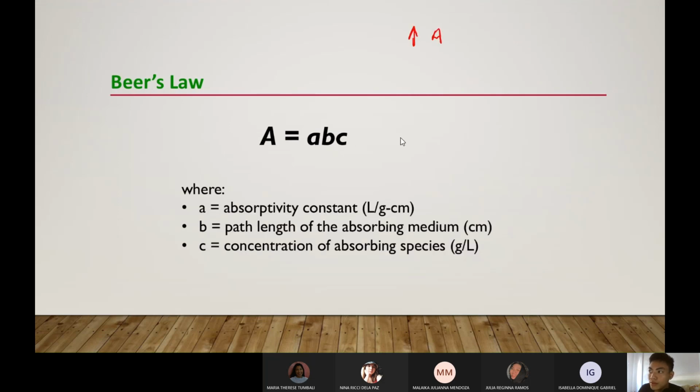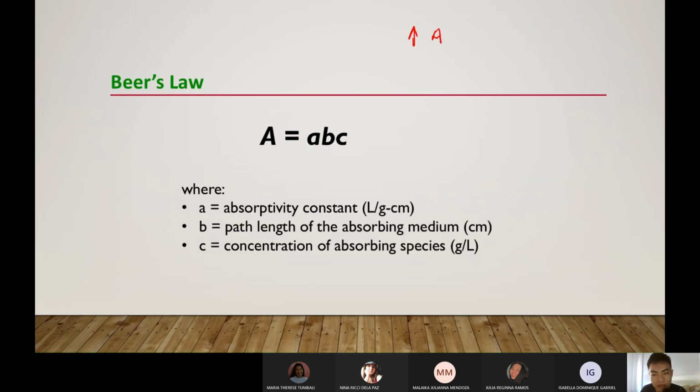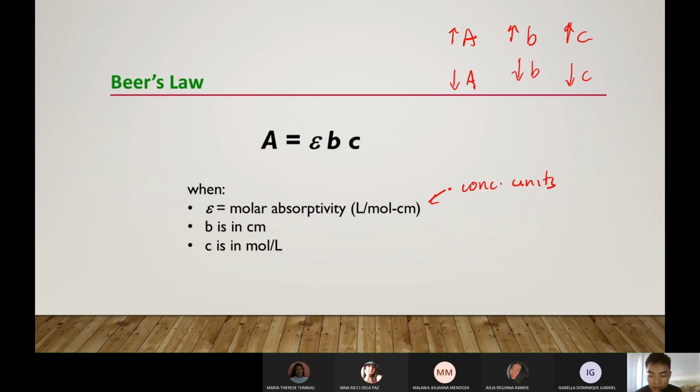Okay? So, this can be turned into another equation, which is A = epsilon BC, wherein epsilon is the absorptivity constant, but this time in units of mole per liter. This is now in concentration units na. Kanina kasi naka-gram per liter lang na. Naka-grams siya. But this time, naka-mole units na tayo. And this is what we're going to use later on.